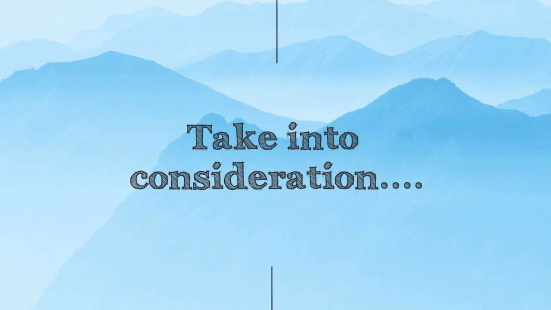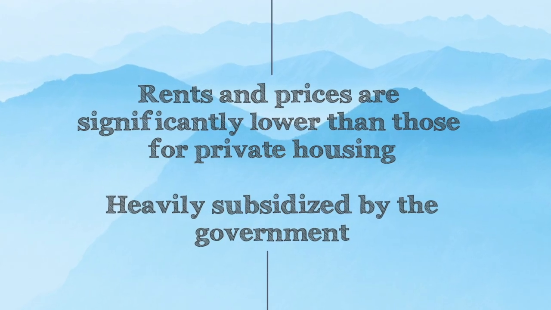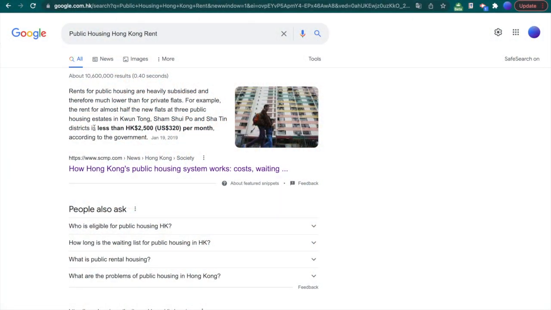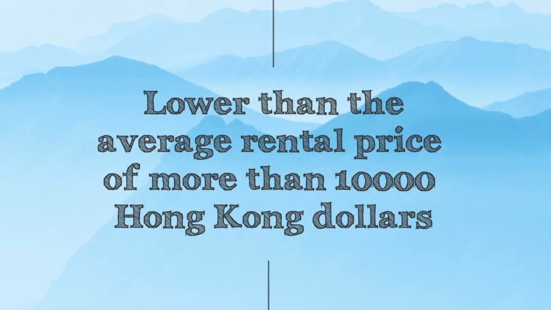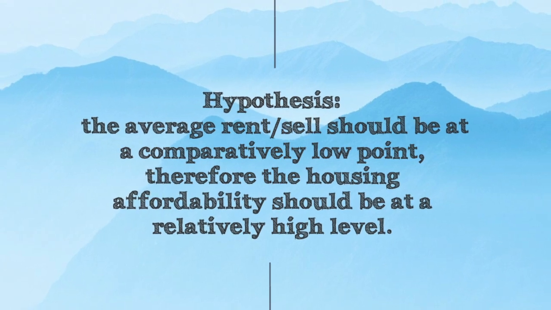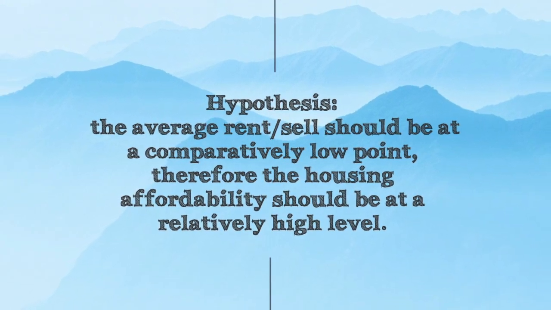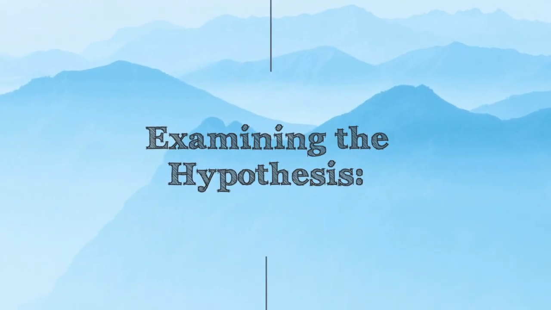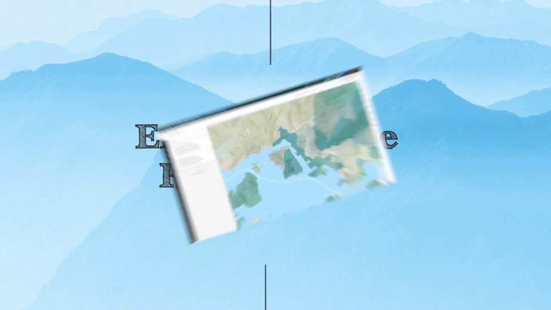Taking into consideration the fact that the rents and prices of public and scheme housing are significantly lower than those for private housing, according to Mr. Victor from South China Morning Post, less than 2,500 Hong Kong dollars per month, which is lower than the average rental price of more than 10,000 Hong Kong dollars, a hypothesis can be drawn. The average rent should be at a comparatively low point, and therefore the housing affordability should be at a relatively high level.